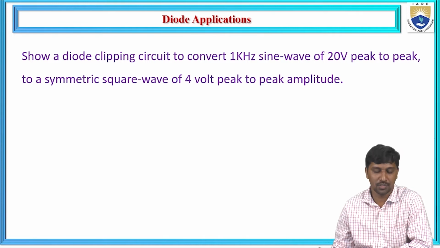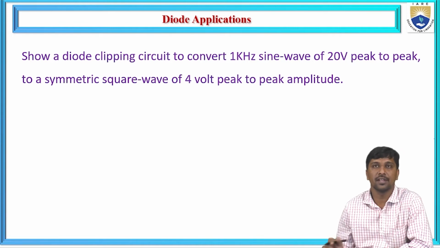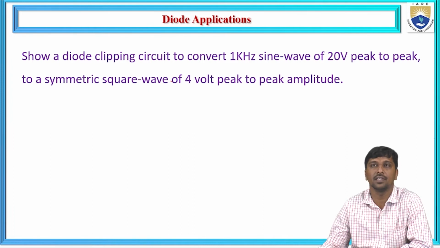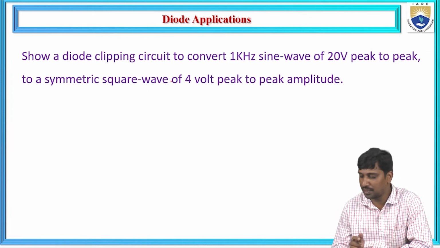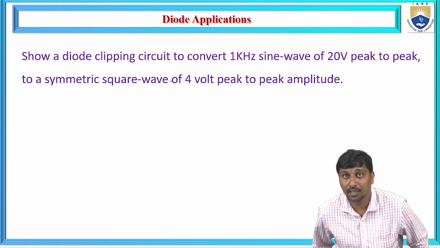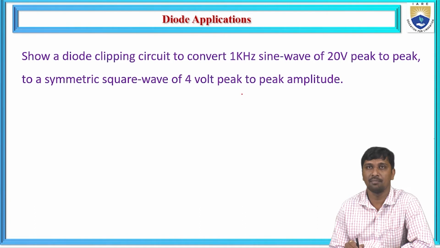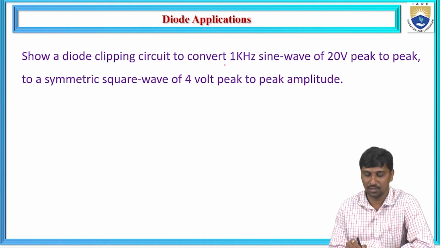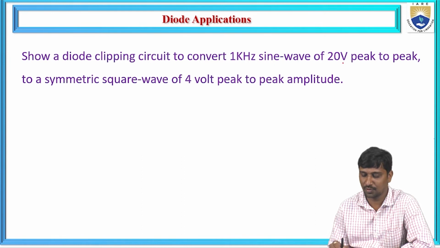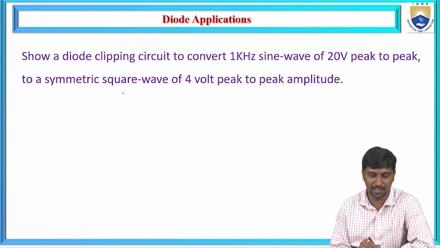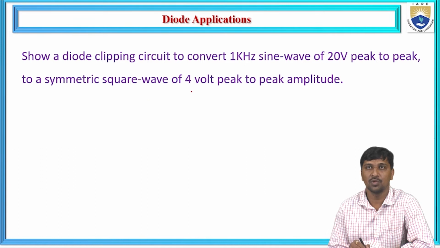Now another question is, show a diode clipping circuit to convert a 1 kilohertz sine wave of 20 volts peak to peak to a symmetric square wave of 4 volt peak to peak amplitude. So we need to design a clipping circuit.